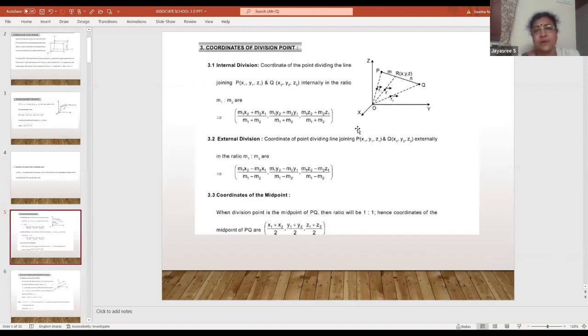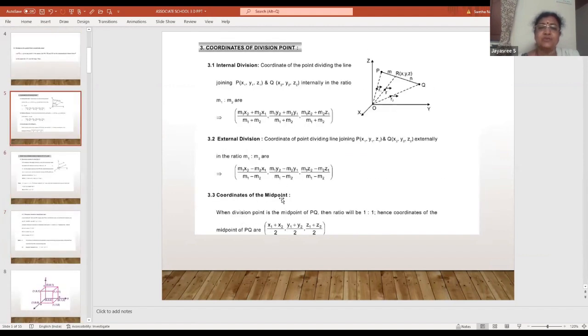This is one of the most important things, which we studied in vectors also and are studying in 3D: internal division and external division. Internal division: (m1x2 plus m2x1) by (m1 plus m2), (m1y2 plus m2y1) by (m1 plus m2), (m1z2 plus m2z1) by (m1 plus m2). For external division, numerator and denominator have a negative sign. The midpoint is similar to 2 dimensions, where we have (z1 plus z2) by 2. So this is the question we get based on this.